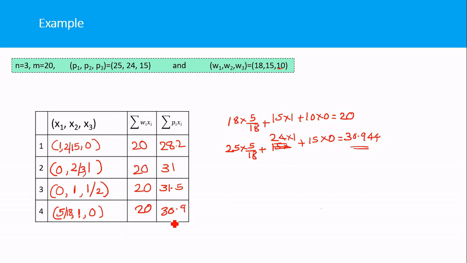Out of these four choices, the third choice is giving us the maximum profit. So this is the best choice for filling the knapsack. In the next lecture I will give you the greedy algorithm for the fractional knapsack problem.